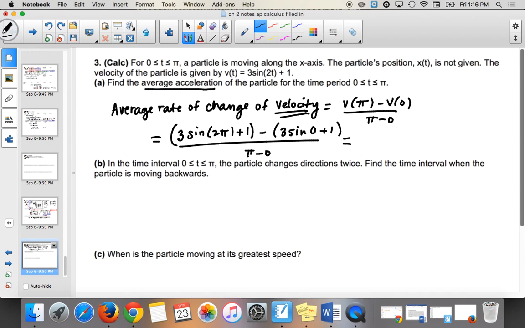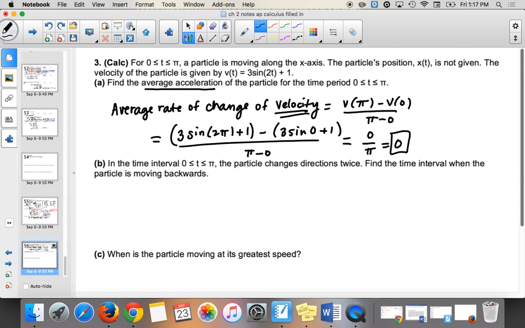Sine of 2 pi and sine of 0, what are both of those? 0. So we have 1 minus 1 on top, which is 0. So 0 over pi is 0. So that is our average acceleration. So that can happen. Basically, it's saying that you're not speeding up or slowing down on average, right? You could speed up a little bit, and then you could slow down by the same amount, and that would be an average acceleration of 0.